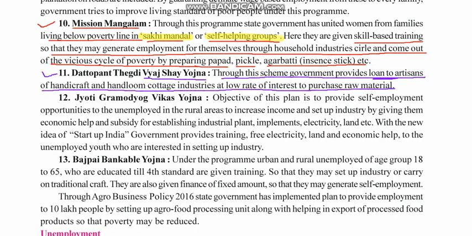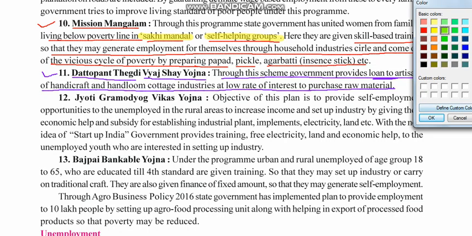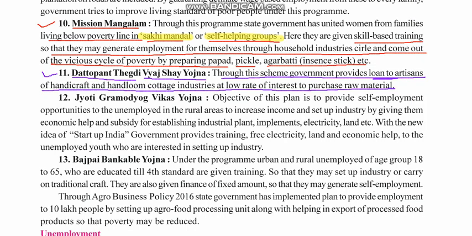Now the name Dattopant Thengde is basically the name of one of the leaders. Dattopant Bapurao Thengde was, at that time, one of the trade union leaders and also the founder of the Swadeshi Jagran Manch, and he was also the person who did a lot of things for the Mazdoor, the labor. He also founded the Bharatiya Mazdoor Sangh, and that's why, to honor him, this particular scheme is given his name. The next scheme is called the Jyoti Gramoday Vikas Yojana.